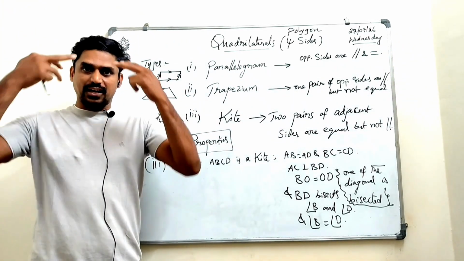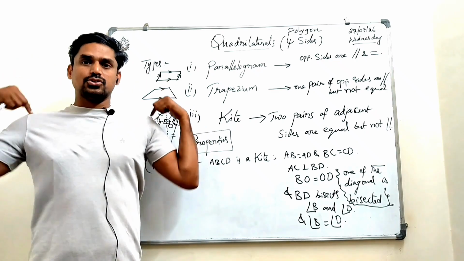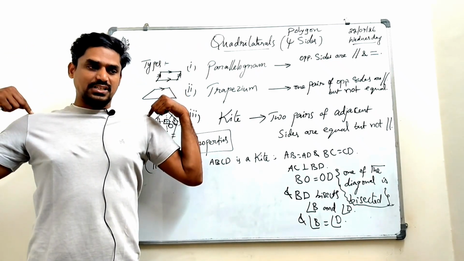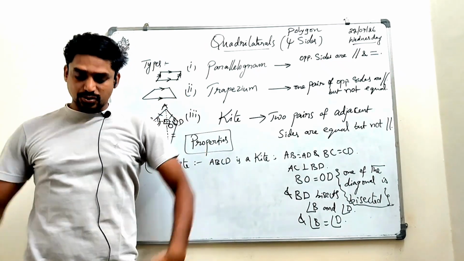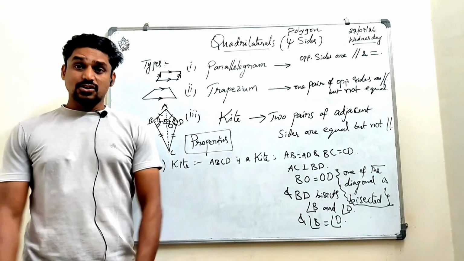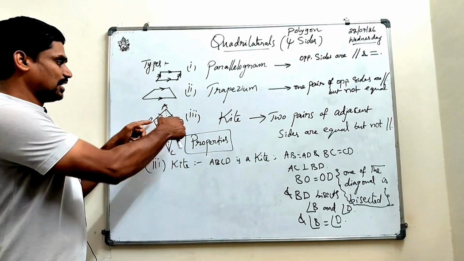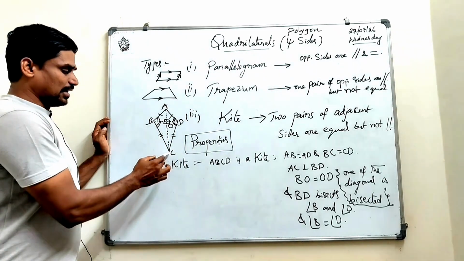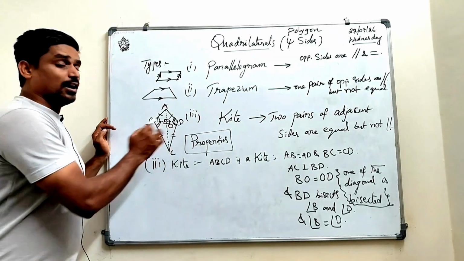Suppose I am like a kite, see my head to shoulder. This is one pair of adjacent sides, and my shoulders to feet. Okay, this is longer, and this is shorter. Head and foot, and these are arms.